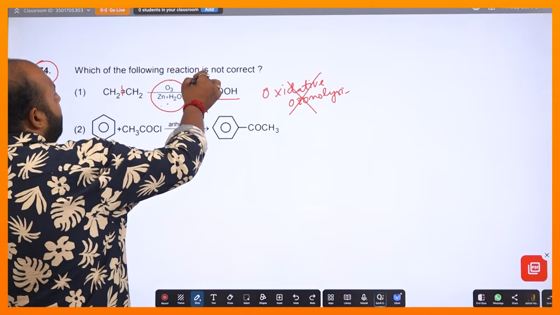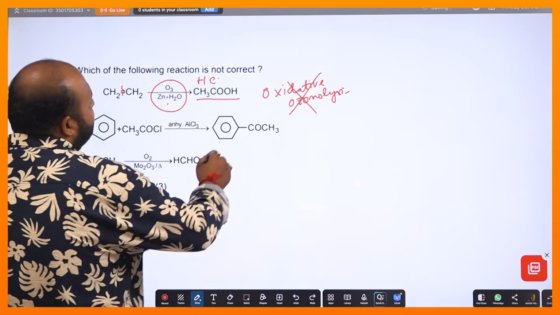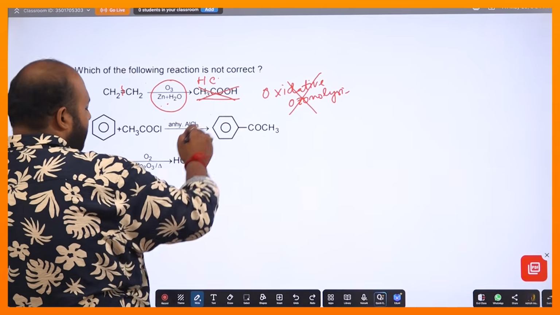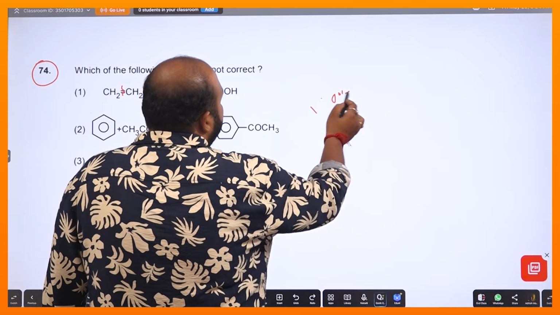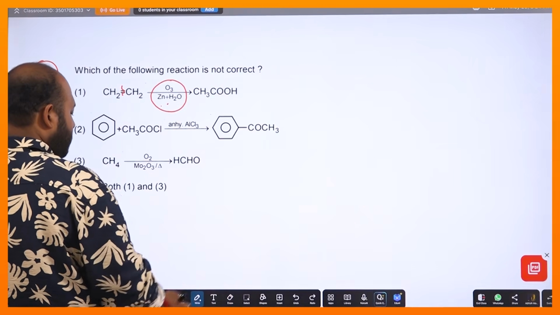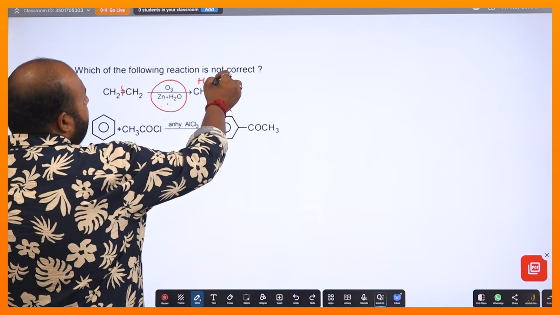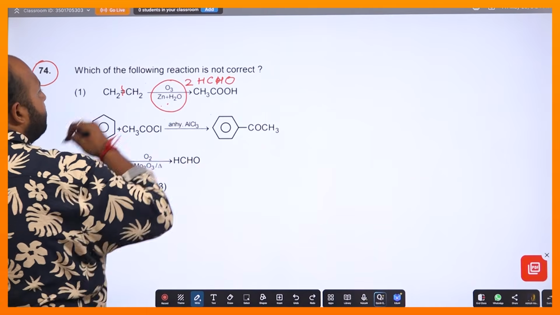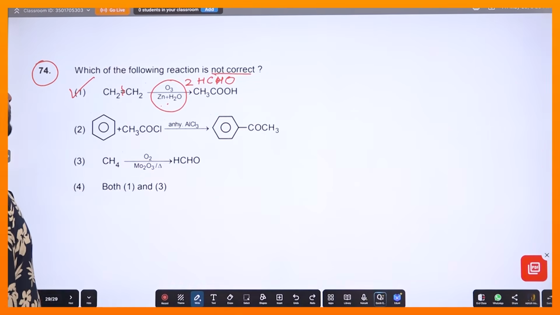The product we should get here will be HCHO, 2 moles. So this is the incorrect one, not correct. We don't have to go to the other options to check.